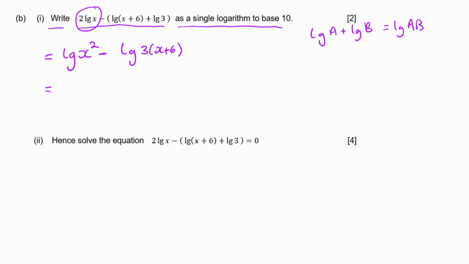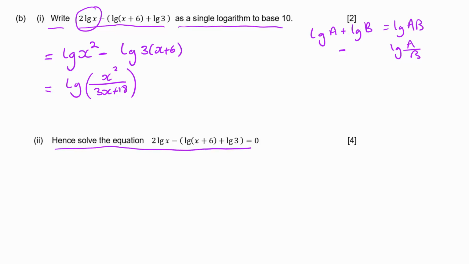And then subtracting means that we divide. It's very similar to this one, except when we have a minus in the middle, it becomes log a over b. So that is going to give me log of x squared over 3x plus 18. Hence solve this equation. You can see the left-hand side is the expression we had up here. So we have log of x squared over 3x plus 18 is equal to 0.